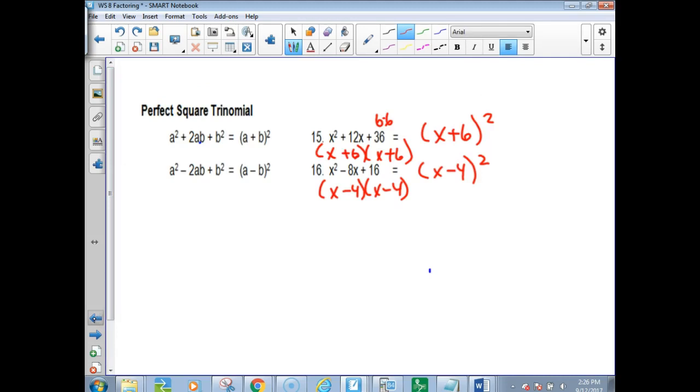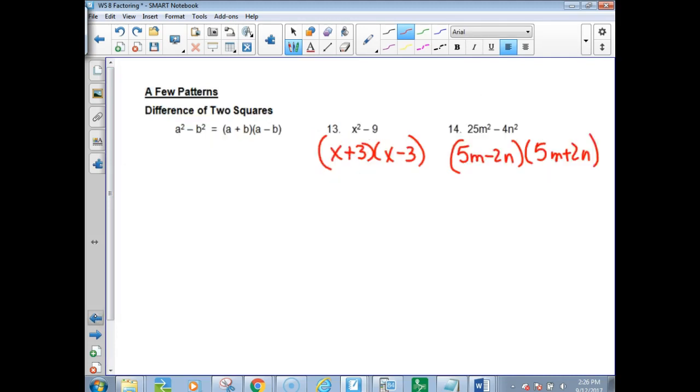All right. So let me show you something else. See these? These make the middle go bye-bye because they're opposites. That's why this is a difference of squares. Okay, see this? Negative 10n, positive 10n. That's why that's a difference of squares. And that's how it factors.